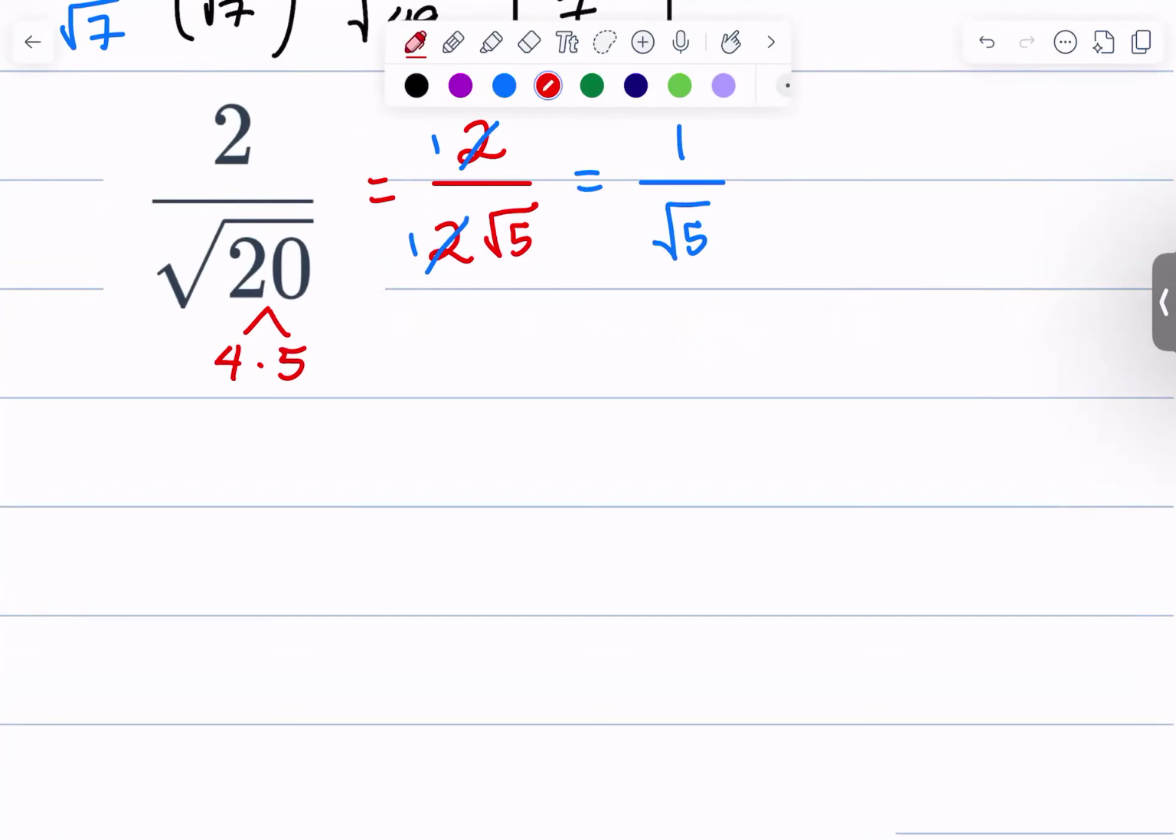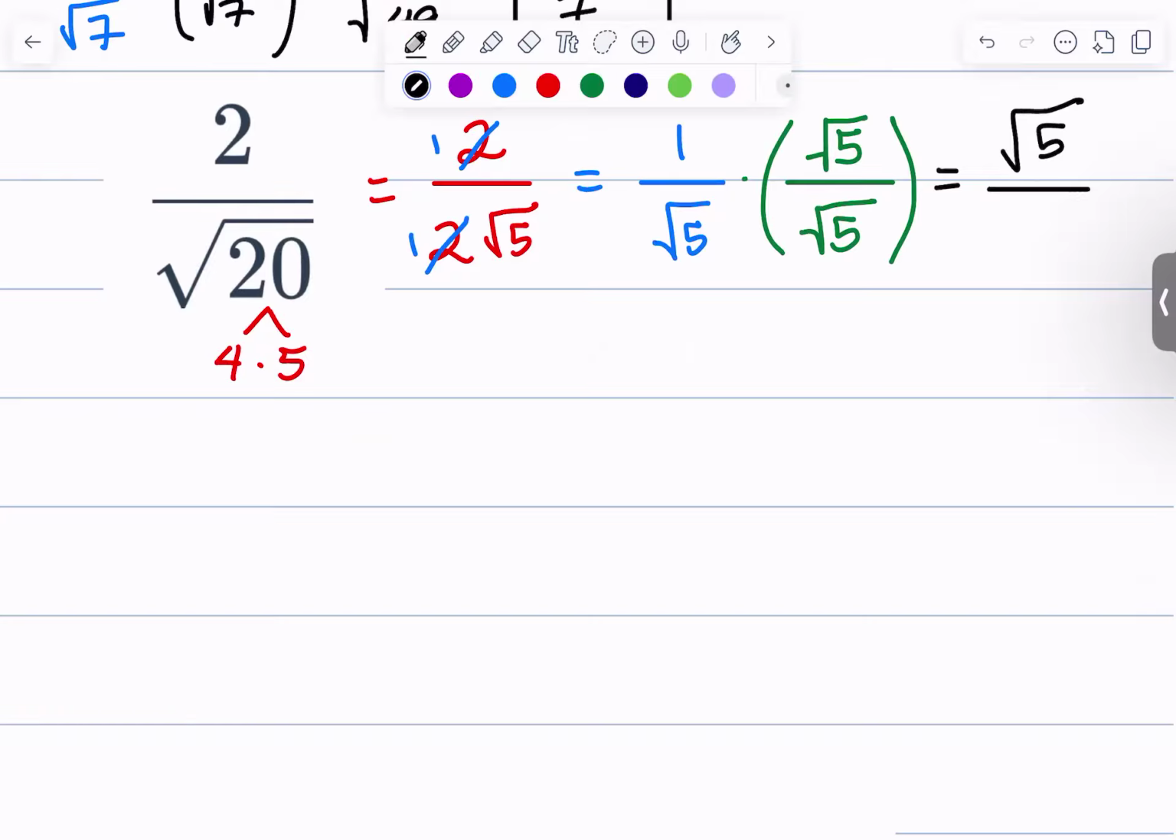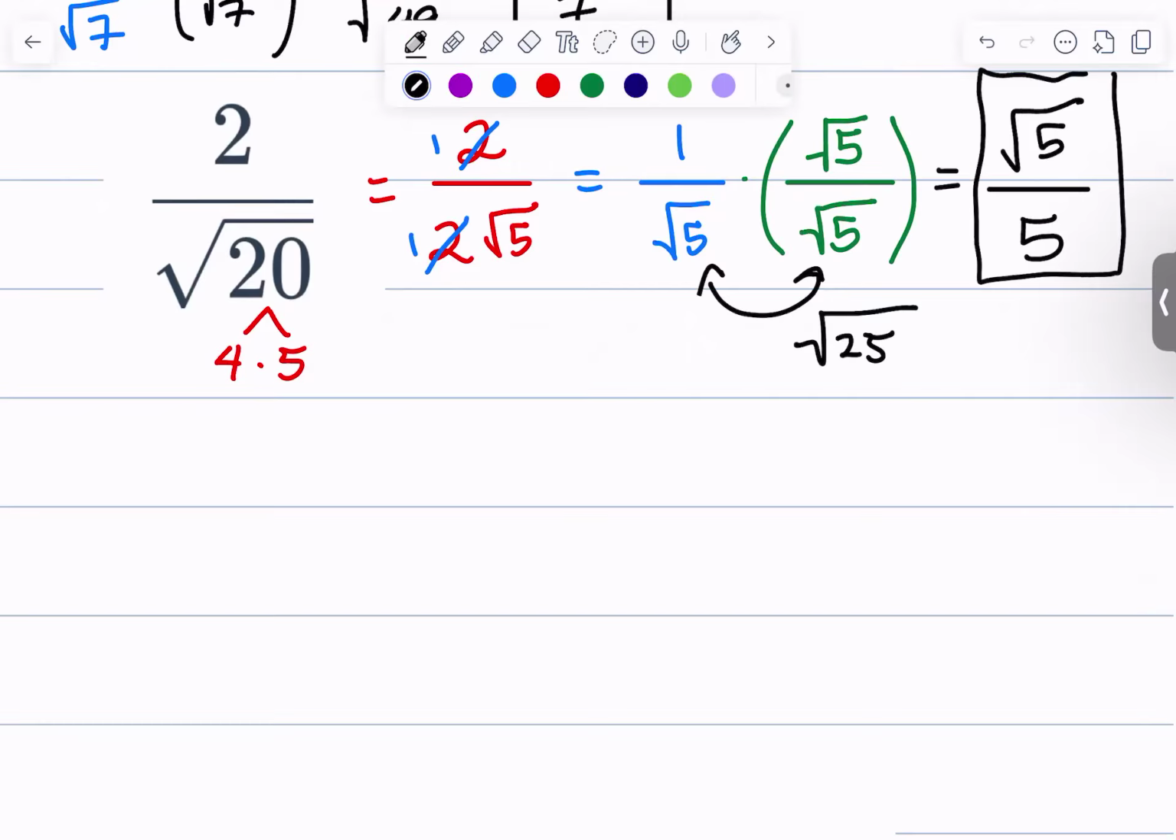Now I want to get rid of the square root in my denominator. So I have to multiply it by square root of 5 over square root of 5. And then this would be square root of 5 divided by square root of 5 times 5, which is 25, right? The product of square root of 5 times square root of 5 equals square root of 25, which equals 5. Okay? So that would be my answer there.